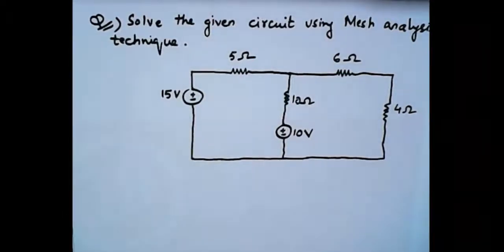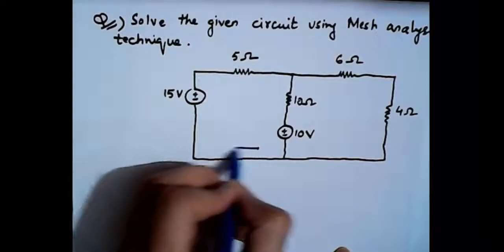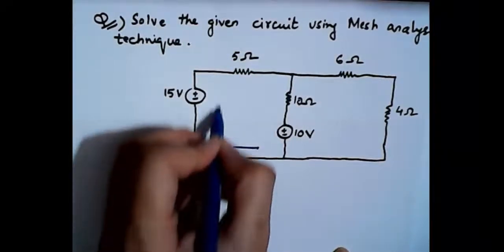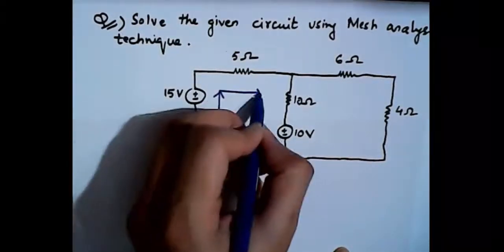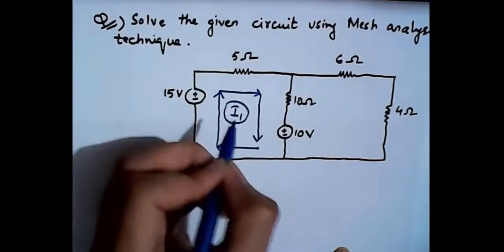Okay, so this is our question. As you can see, this involves four resistances and two voltage sources, and this circuit has two meshes, or two loops, we can say. Basically these are the independent loops, and if I mark them, let's start from this point. So we move here, here, here, and we end up at the same point.